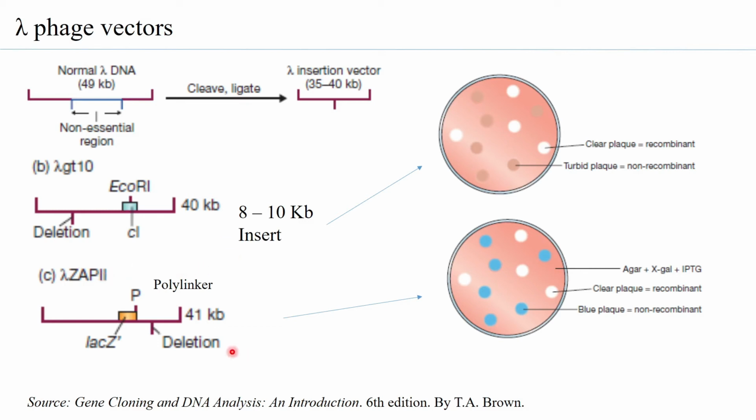So that is how lambda phage vectors have been used, and you can see how instead of just a 3 kb insert, because of the specific deletions in the non-essential region, you can now insert a DNA of about 8 to 10 kb.